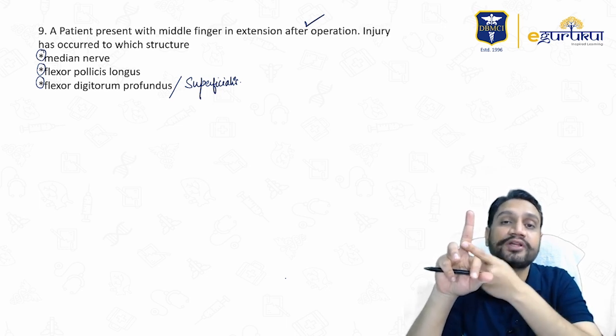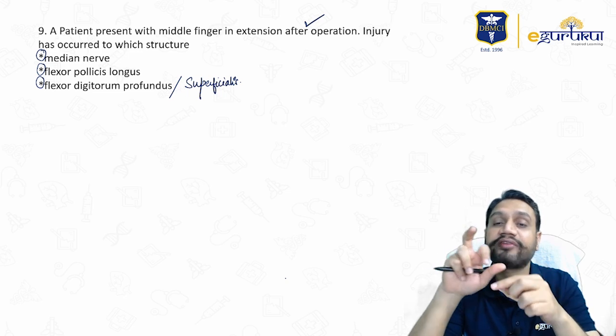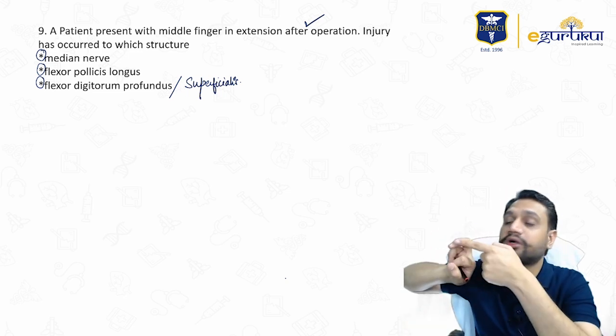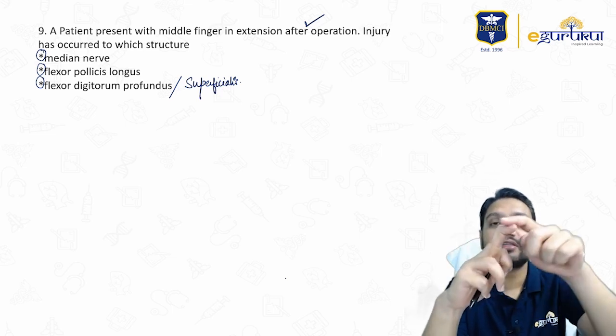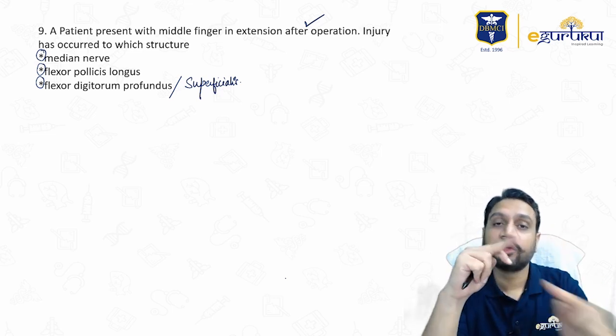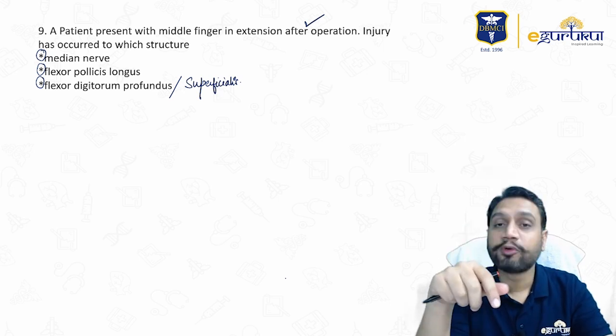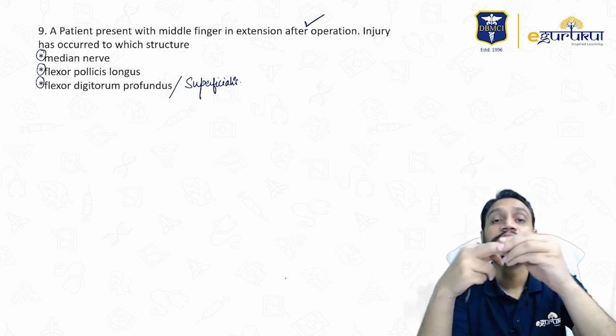Why both? If FDP is injured, the patient will be having the finger like this. He will be able to flex here, but not here. If the FDS is injured, the patient will have flexion here, at the large joint, but not here. But one of the flexions will be preserved. Flexor pollicis longus obviously is of the thumb. It has nothing to do with the finger.